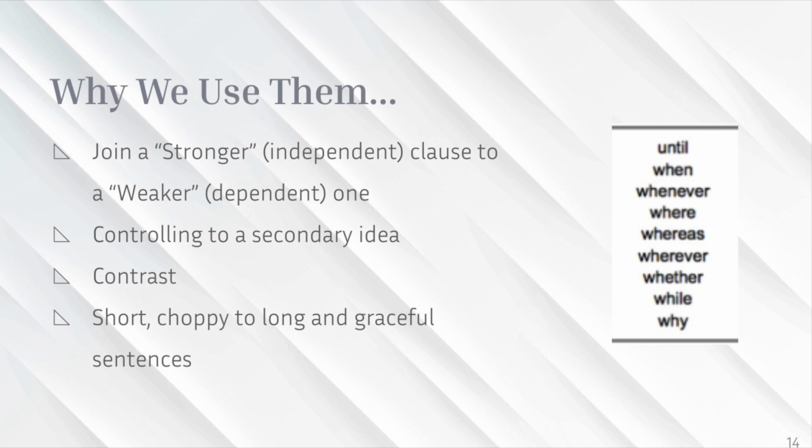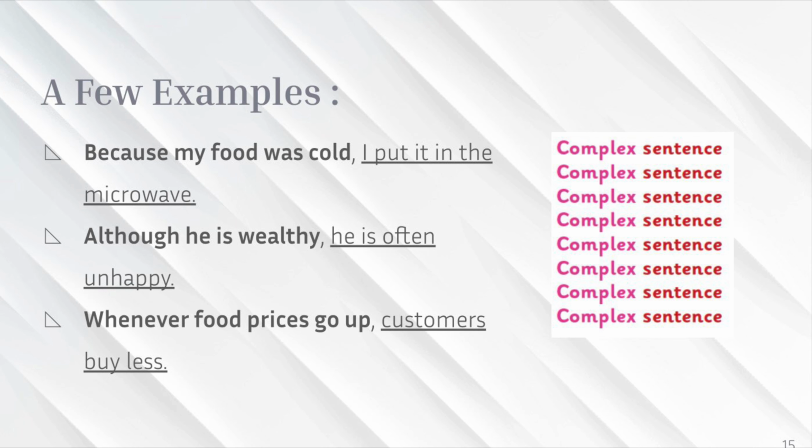And here are many more examples of subordinating conjunctions. Here are a few examples. Because my food was cold, I put it in the microwave. Although he is wealthy, he is often unhappy. Whenever food prices go up, customers buy less. The independent clauses are underlined and the dependent clauses are in bold.